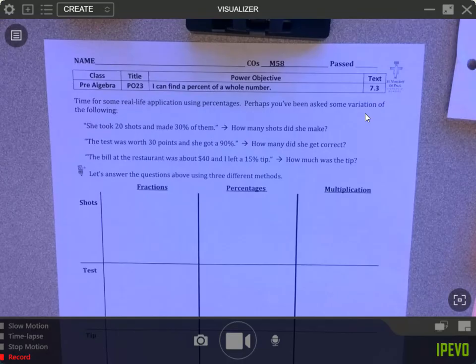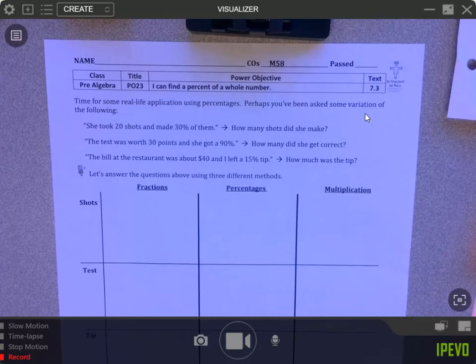Perhaps you've been asked or seen some variation of the following. If you're into sports, it might be: she took 20 shots and made 30% of them. How many shots did she make? If you're talking about any of those sports and you want to know what your percent is for something, you're going to need to know how to do this. We all do this in class. The test was worth 30 points and she got 90%. How many did she get correct?